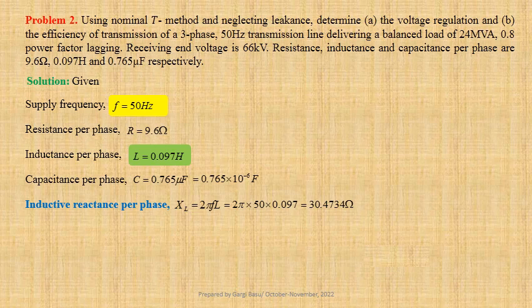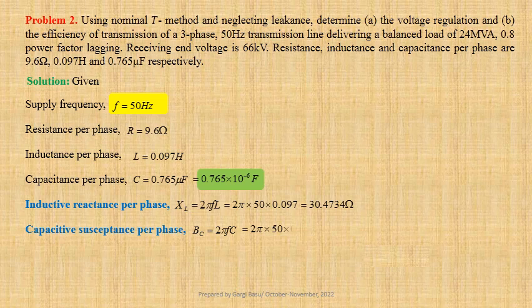30.4734 ohm, and capacitive susceptance per phase BC equals 2 pi F into C. Using values we get 2 pi into 50 into 0.765 into 10 to the power minus 6. That gives us 2.4 into 10 to the power minus 4 mho.